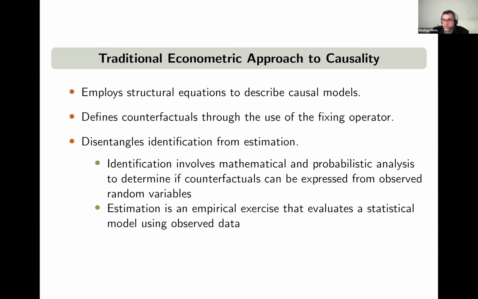Now, what is the traditional approach that econometricians and economists have taken to study causality? Traditionally, and by this I mean since the Cowles Foundation and so on, the standard method is to employ structural equations that describe causal models. And then after that, we define counterfactuals using this fixing operation. It was often the case that one would disentangle the identification of causal effects from estimation. Indeed, you often have a single type of identification assumption, and you have a range of types of estimation procedures. So you disentangle these two tasks.